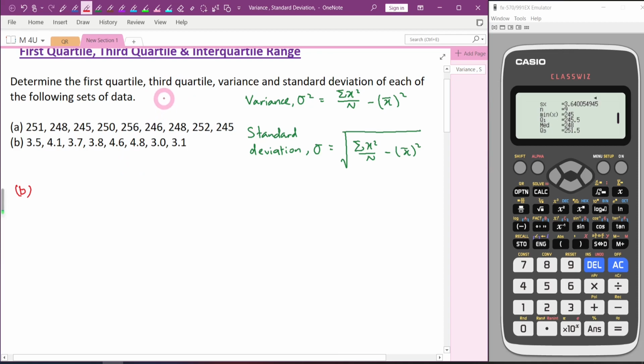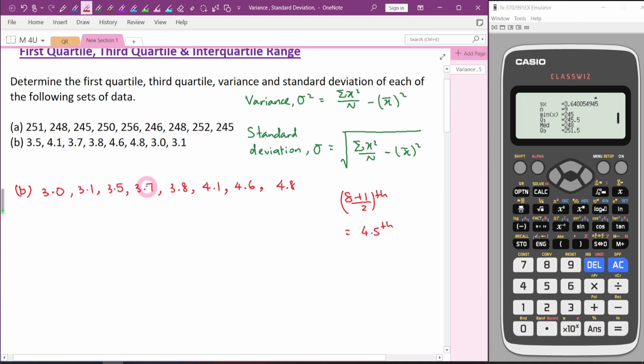Same thing, we want to determine the first quartile and third quartile, therefore we need to arrange the data in an ascending order or descending order first. Let me rearrange the data first. How many data do we have here? 1, 2, 3, 4, 5, 6, 7, 8. To determine the median, 8 plus 1 divided by 2. This will tell us the position of the median. 8 plus 1 is equal to 9. 9 divided by 2 is equal to 4.5. Therefore, the median is the mean of the fourth data and the fifth data.